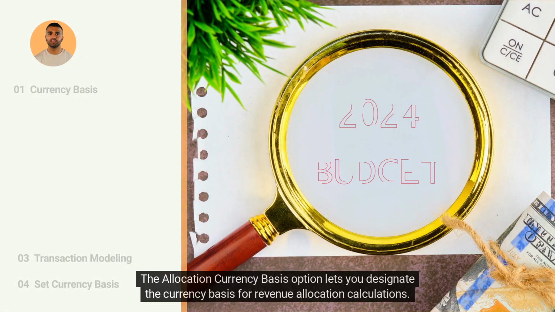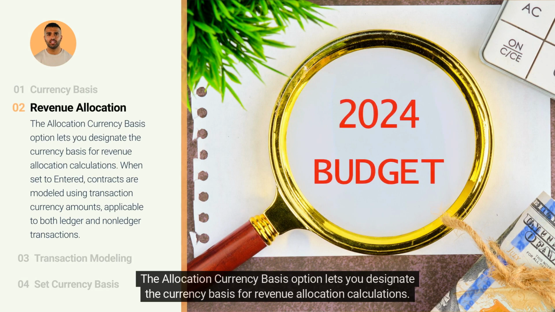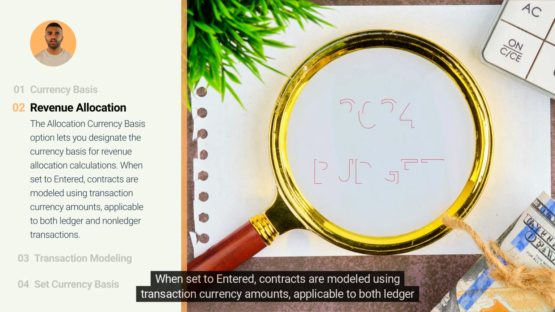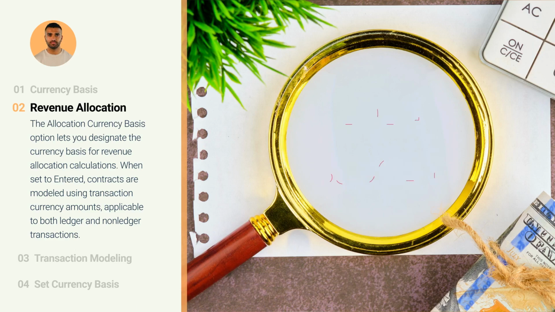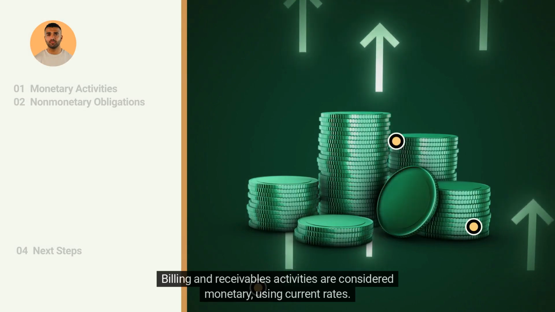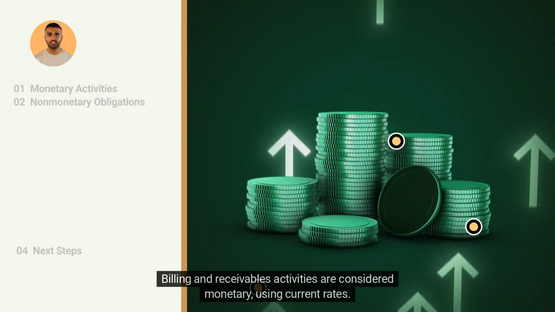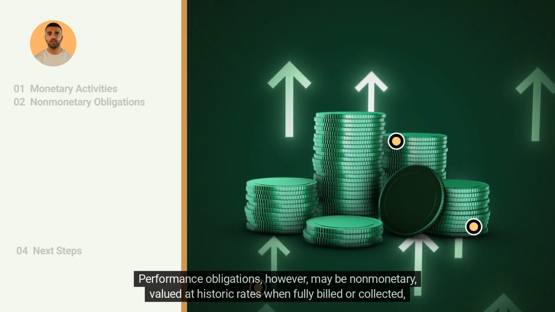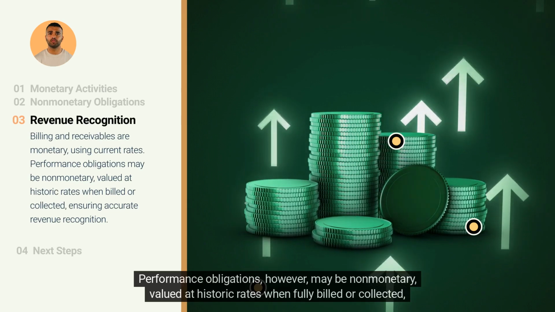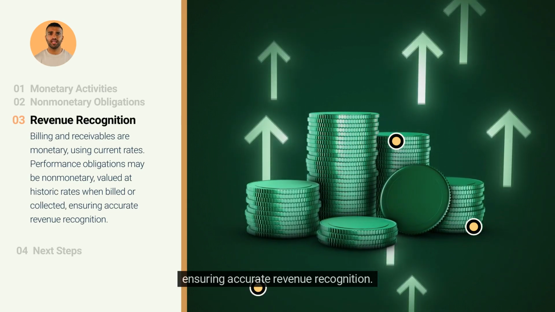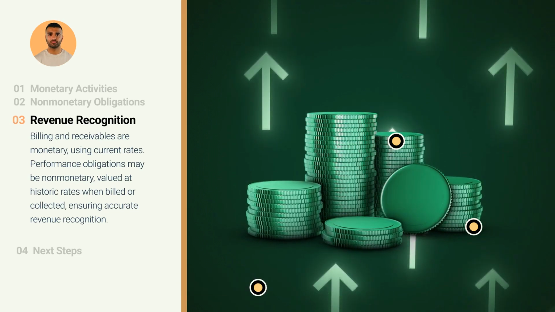The allocation currency basis option lets you designate the currency basis for revenue allocation calculations. When set to entered, contracts are modeled using transaction currency amounts, applicable to both ledger and non-ledger transactions. Billing and receivables activities are considered monetary, using current rates. Performance obligations, however, may be non-monetary, valued at historic rates when fully billed or collected, ensuring accurate revenue recognition.